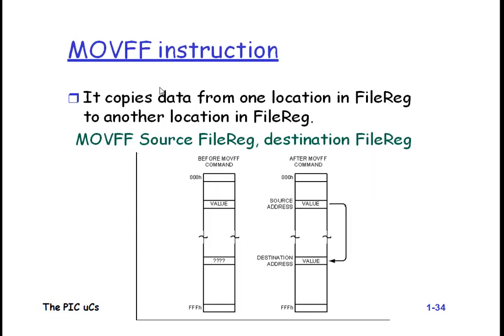The MOVFF instruction copies data from one location in the file register to another location, which are given.